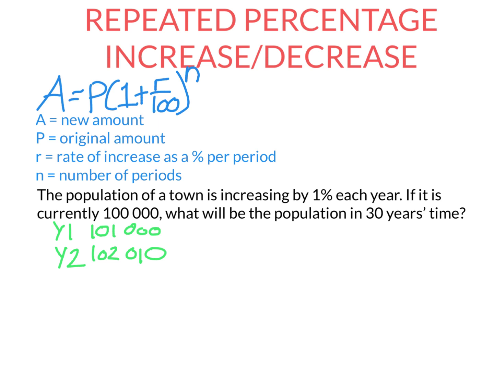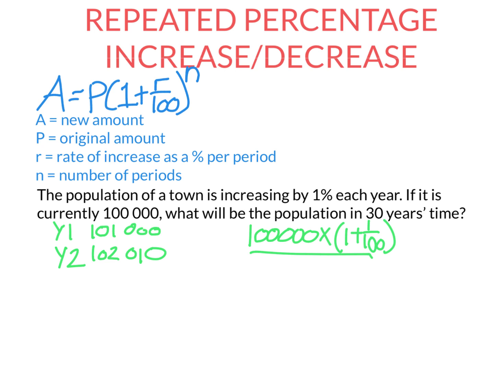So how are we going to figure out the population after 30 years' time? Well, it would be completely impractical to write all of these years out to the 30th year. There must be a quicker way. Well, luckily, there is. See, this is the population after 1 year. It's what you started with, 100,000, and we're just going to increase that by 1%. So that's the same as timesing by 1 plus 1 over 100. So this here is the population after year one.